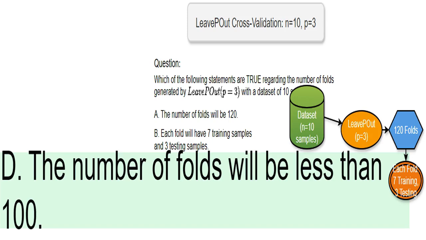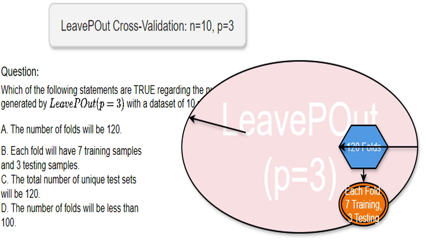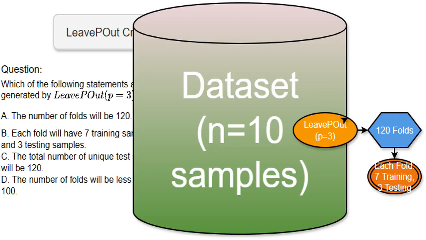I start with a dataset containing 10 samples, which is my N. In each fold iteration of testing, I set aside a group of 3 samples to test, which represents P. The remaining 7 are used to train my model. I calculate that I'll get a total of 120 different testing folds.